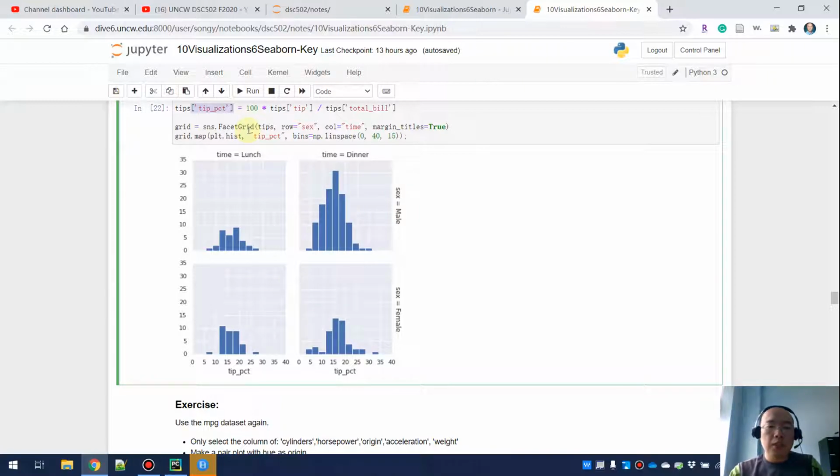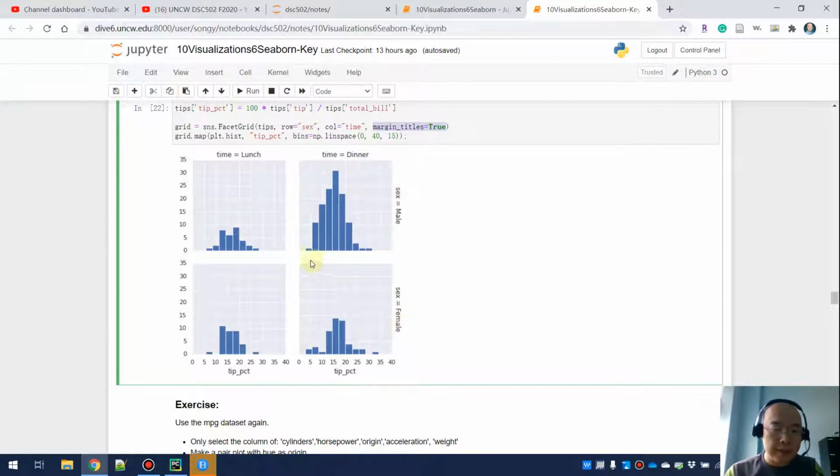For the FacetGrid, we are going to see a bunch of histograms. Again, we are trying to separate them into rows and columns. For the rows, we use the gender of the customer, male or female. For the columns, we use the time, and remember, for the time we only have two options: lunch or dinner. And then we set margin_titles to True. This means that for the x and y axes, we are going to show the title of the time and the gender of the customer.